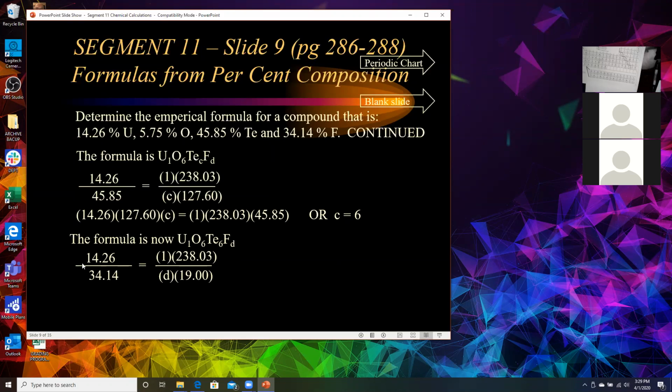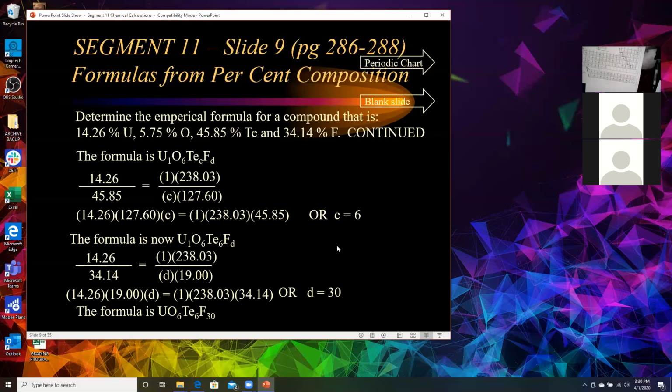So to get the fluorine values, I know uranium's percentage is that. There's 1 of them. Its atomic weight is 238. Percentage of tellurium, I'm sorry, is 34.14. There's D of them, and the fluorine atomic weight is 19. Fluorine right there. Okay. Now, cross multiply, solve for D, I get 30. So there's my formula, UO6 Te6 F30.